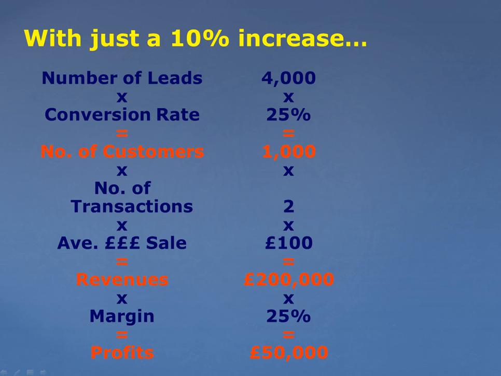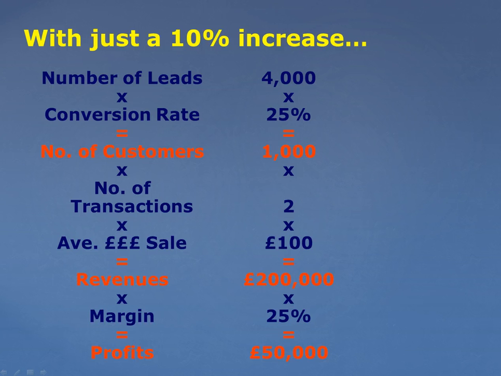Then we're going to work your margins, because revenues are good, but more importantly is the profitability. So we're going to give you a 25% margin for the ease of maths and calculation. That gives us a total of 50,000 in take-home profit for this little business.